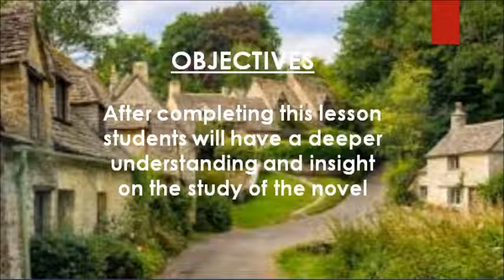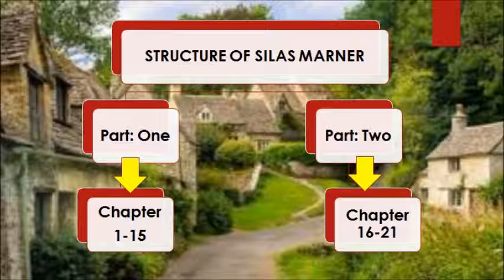Structure is the foundation of a novel. Silas Marner has been written in two parts. A larger Part 1 consists of chapters 1 to 15, and a smaller Part 2 consists of chapter 16 to the concluding chapter. The narrative covers two periods of time.